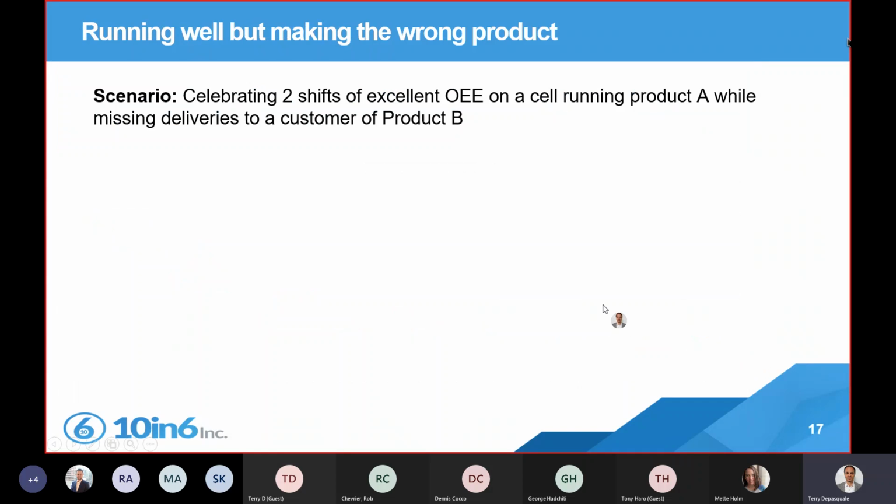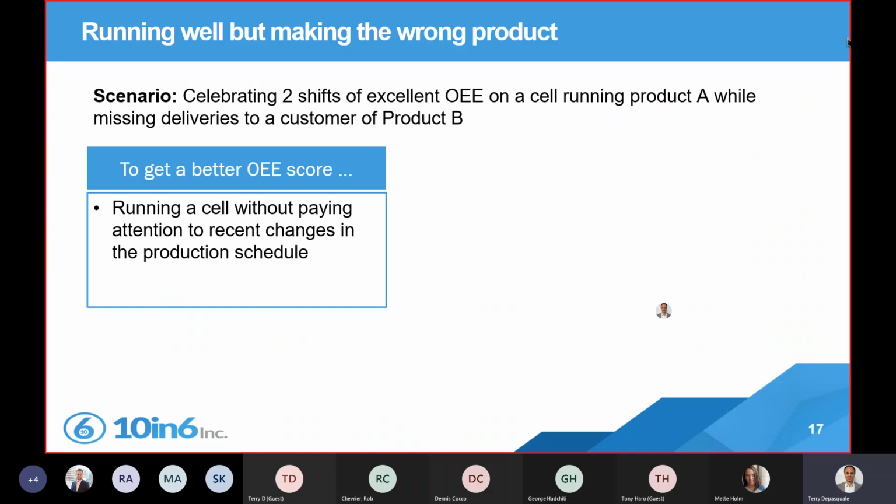The second scenario I'm going to talk about is that we're running really well, but maybe I'm not making the right product. So I'm humming along with great OEE score, but I'm running product A and either missing deliveries or getting close to missing deliveries on product B.